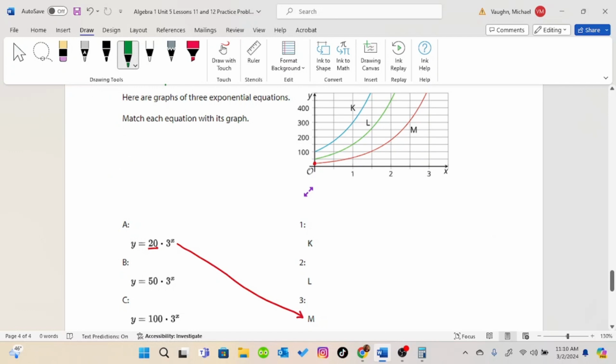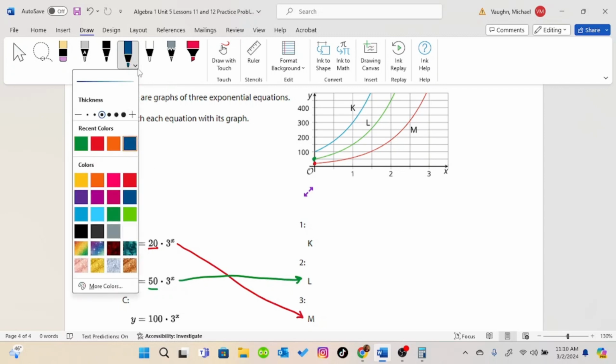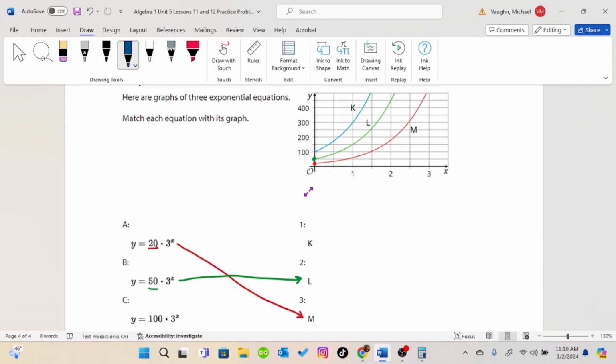Next, B has a y-intercept of 50. And we see that y-intercept right here at the beginning of the green line. So B must match number 2, graph L. And finally, C has a y-intercept of 100. And we see that at the beginning of the blue line. So that means C must match number 1, graph K.